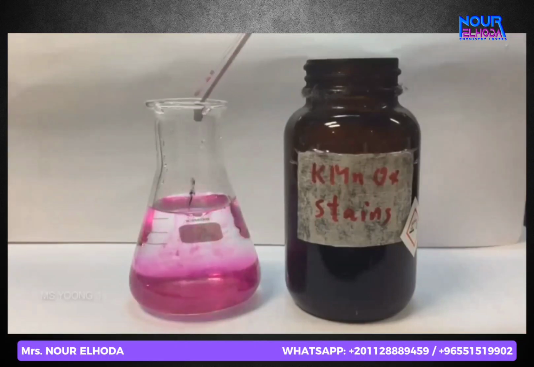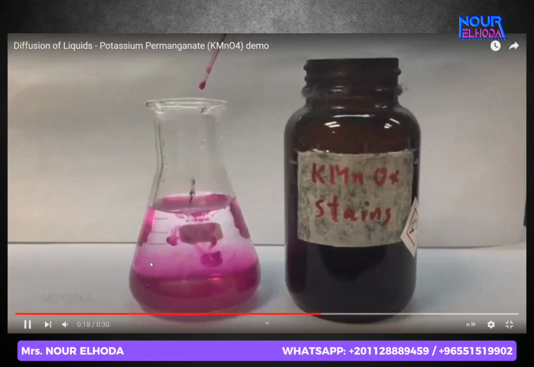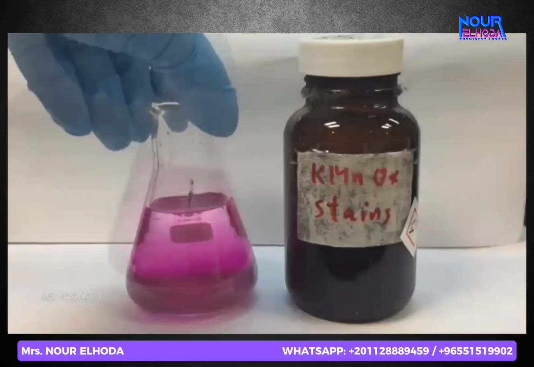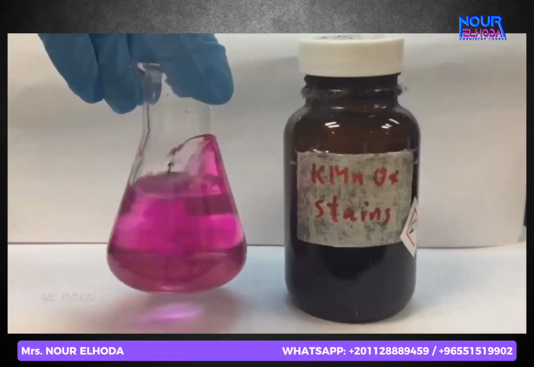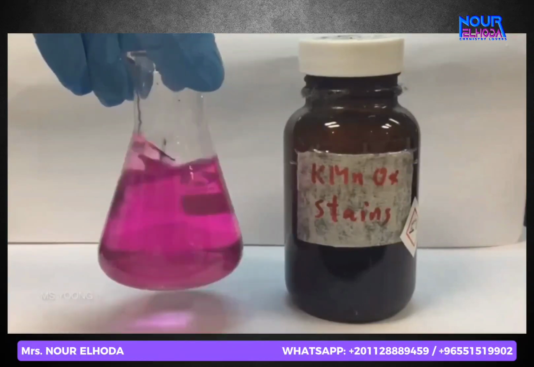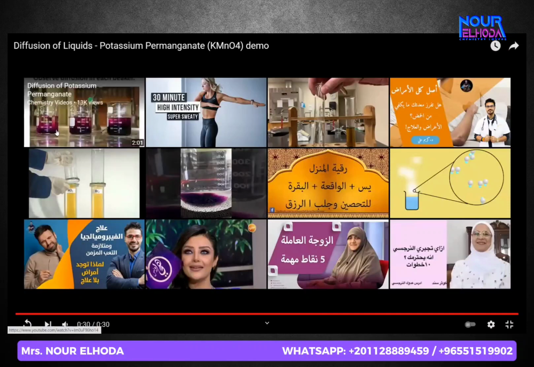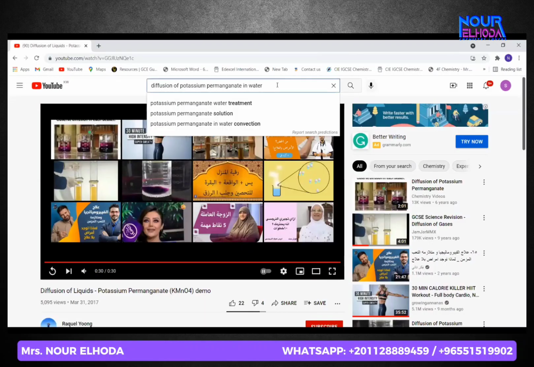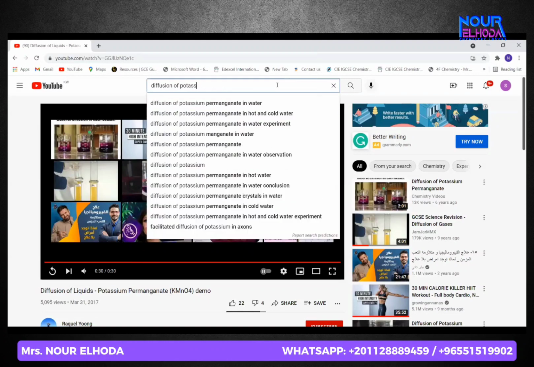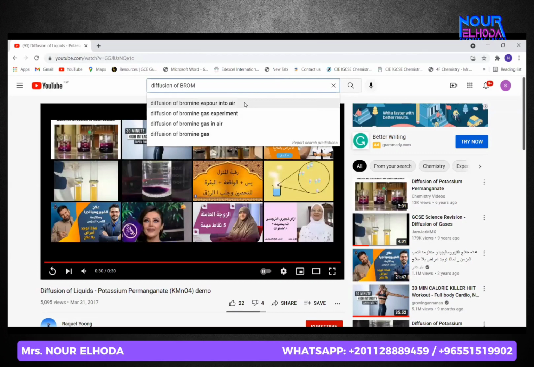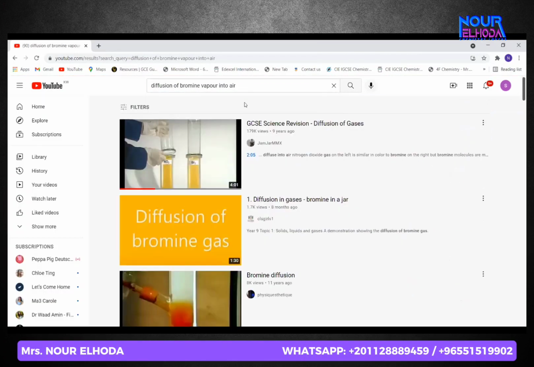What do you think? What's your observation first? By time, first you put water. What happens to the water? You put water and then you put some potassium manganate. It looks like ink, but this ink is purple. Potassium manganate looks like ink, but it's a purple color.